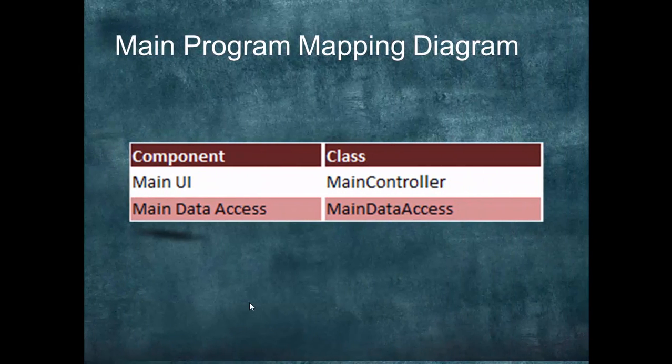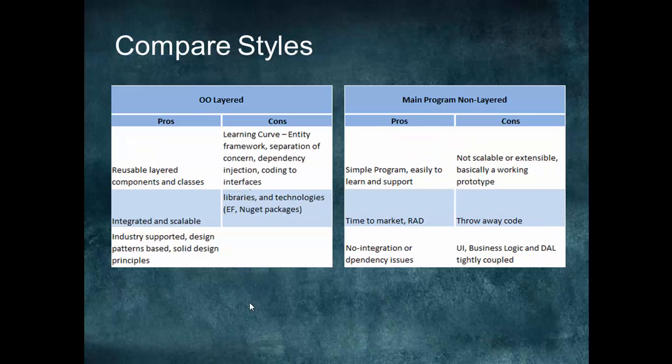So here is the much simpler mapping between the component and the classes. If you saw a minute ago, we had these different domain objects like movie and user. Here we just have a main controller object in the UI, and it calls data access, and that's represented by the components on the left and the classes on the right.